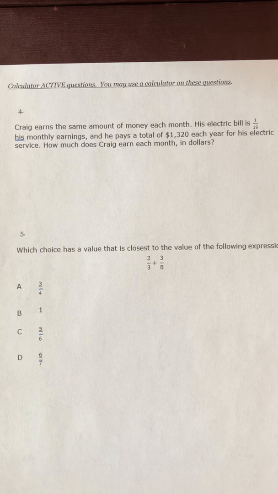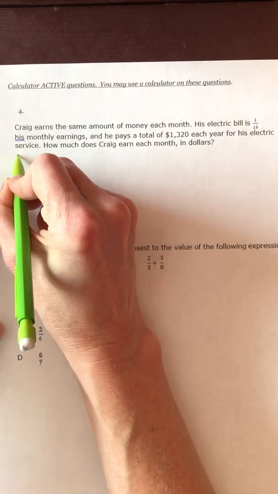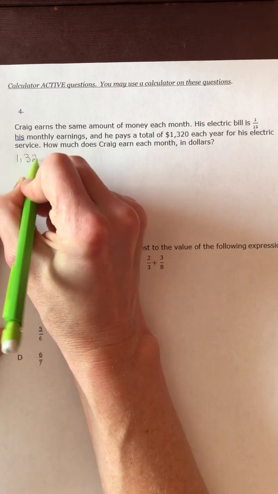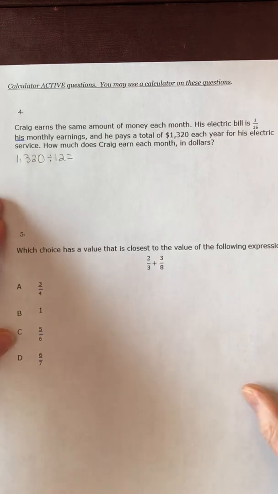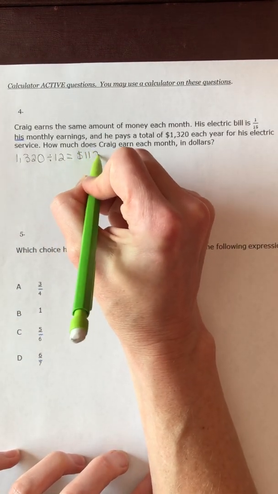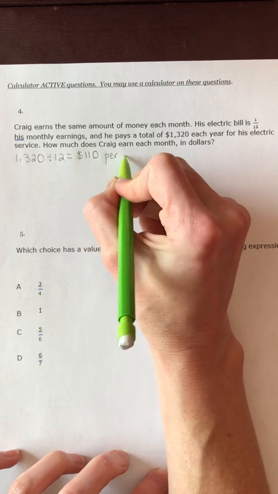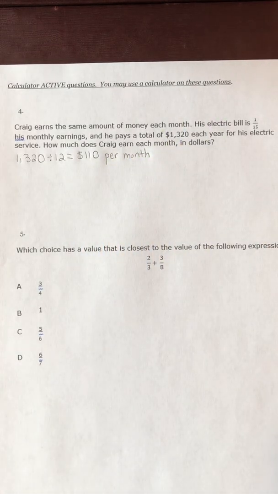Well, first let's figure out how much he pays per month for his electric service. So if for the whole year he pays $1,320, we can divide that by 12. So when we do that in our calculator, we get 110. So that means he pays $110 per month for his electric bill.